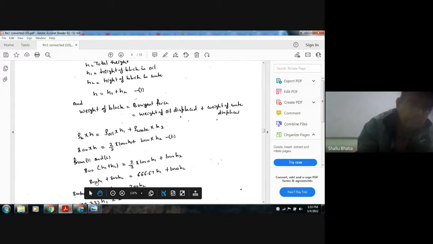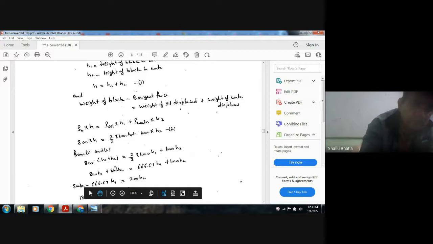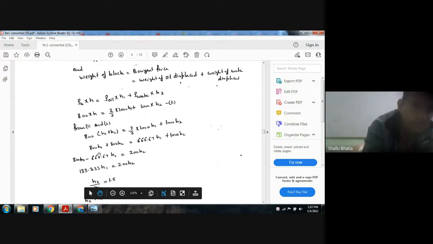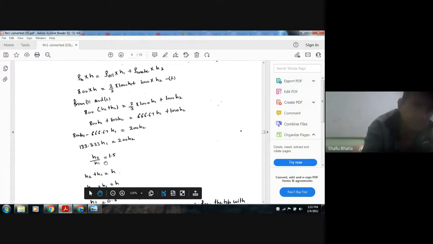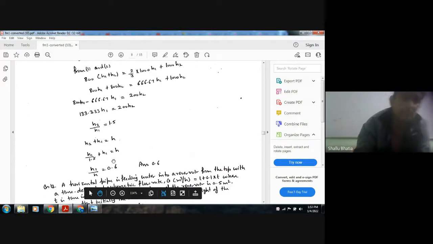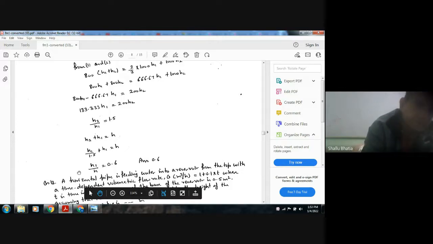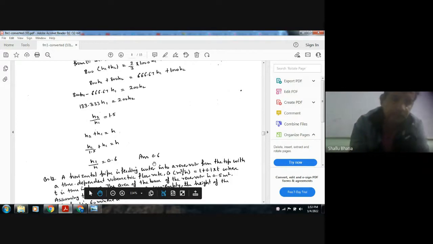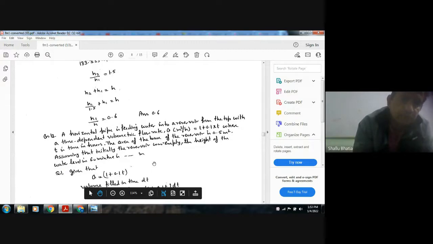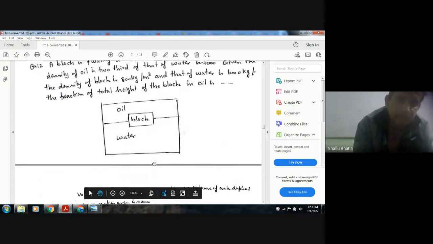Now putting H is equal to h1 plus h2, we can have 800 into h1 plus h2 equal to 2 by 3 of 1000 h1 plus 1000 h2. So 800 h1 plus 800 h2. This is h1, this is h2. So the ratio of h2 and h1 is 1.5. So the total fraction of the block in oil is h1 by H, which is 0.6. The answer is 0.6. Okay, next.